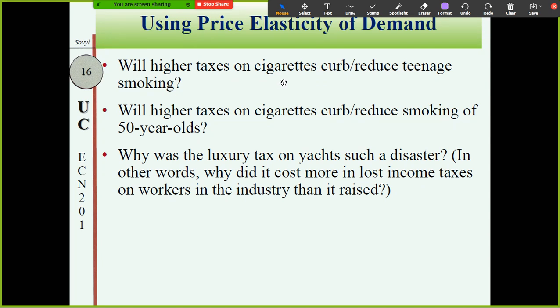Using price elasticity of demand: will higher taxes on cigarettes reduce or curb teenage smoking? Answer only yes or no. Will higher taxes on cigarettes curb or reduce smoking of 50-year-olds? The answer could be yes and no. Compare two similar questions referring to different smokers: teenage smokers and older smokers. If a high tax is put on cigarettes, will teenage smokers tend to change quickly, or older smokers?